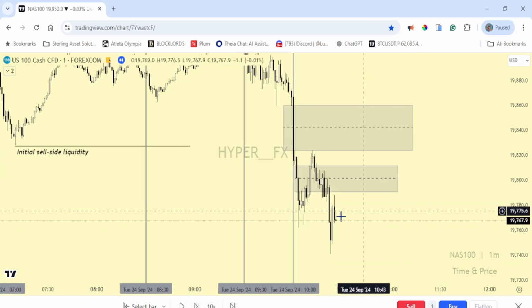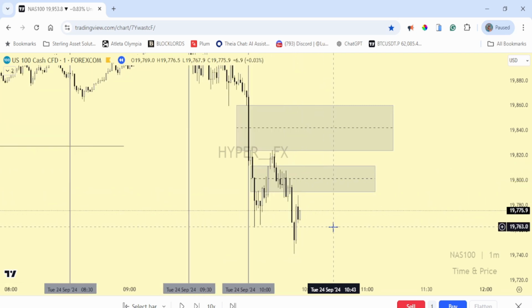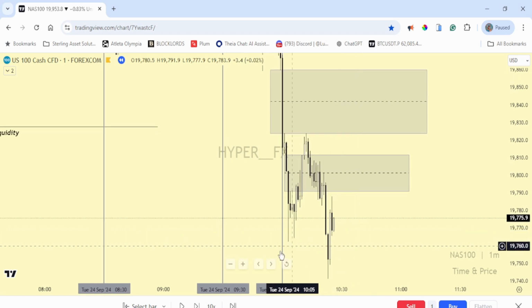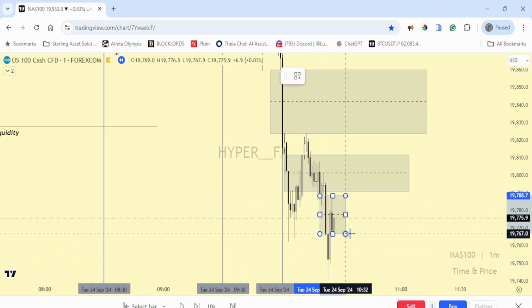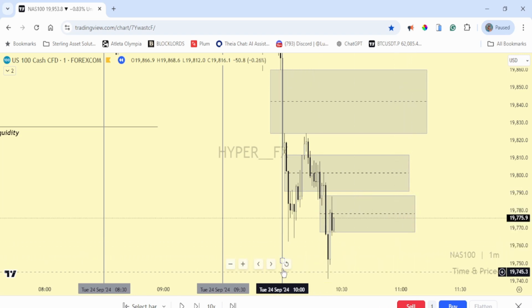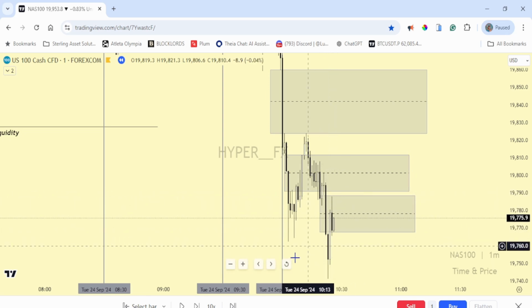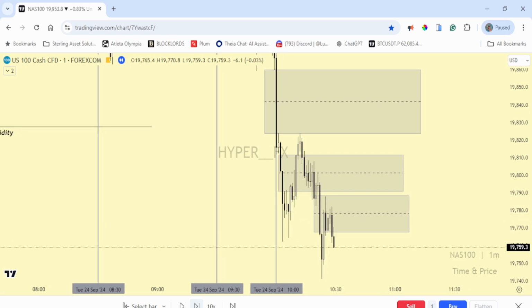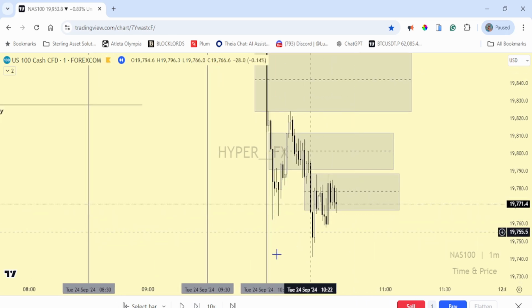So you see, price also disrespected this fair value gap and gave us another fair value gap right here. Let me mark it for you too. Price has not even closed above this fair value gap, but we are still looking to see when price will close above it. See, the fair value gap is holding price from going up.